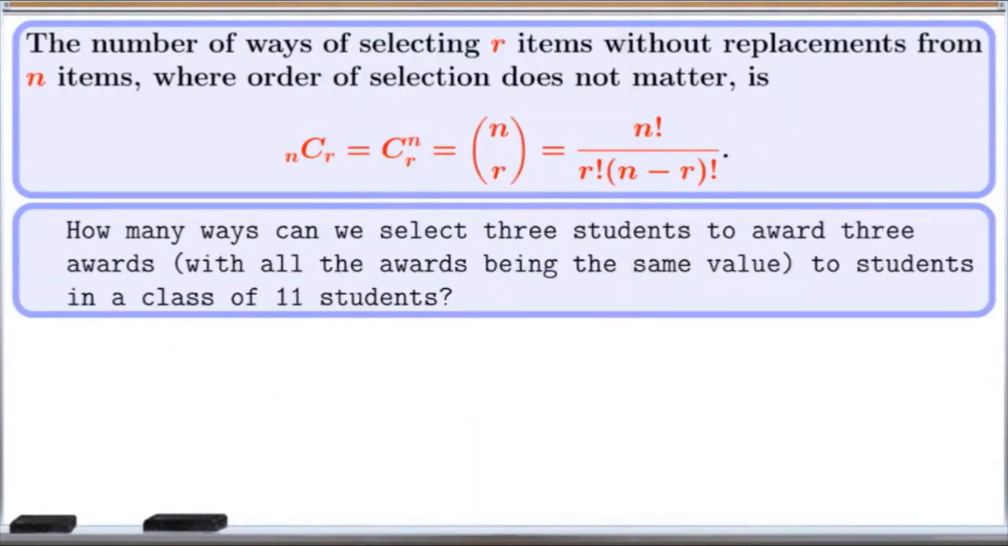Let's look at another example here. So here we need to find out how many ways we can select 3 students out of a class of 11 students. So here our n is 11 and our r is 3. So once we have our n and r, all we need to do is plug in these numbers into this formula.